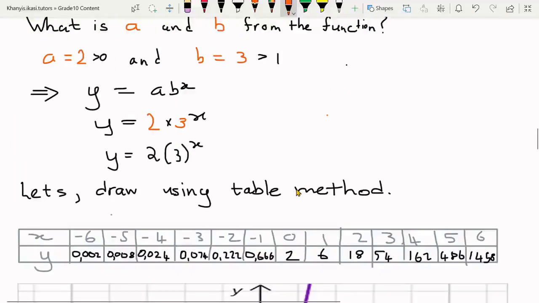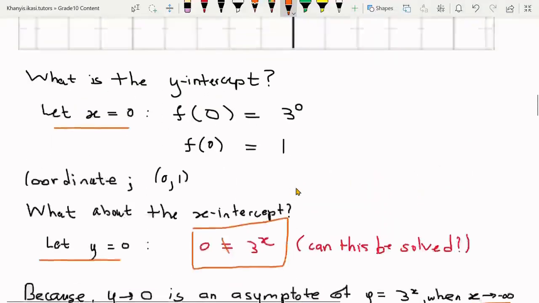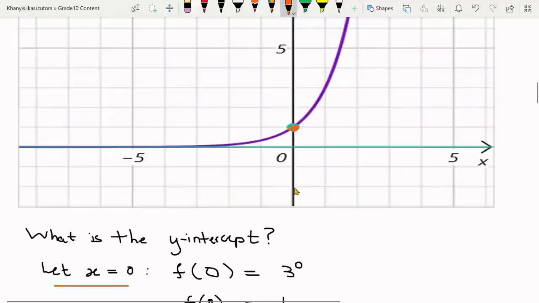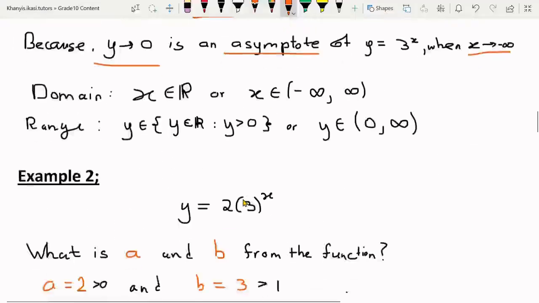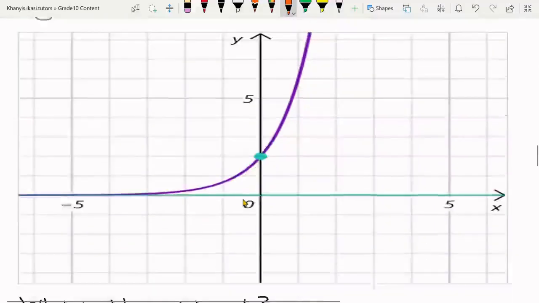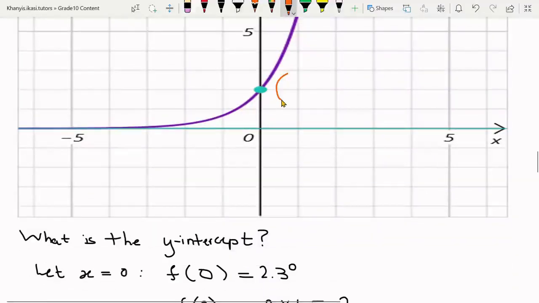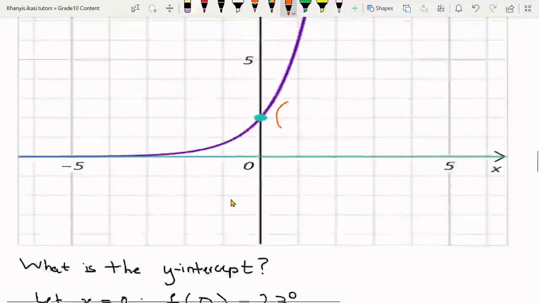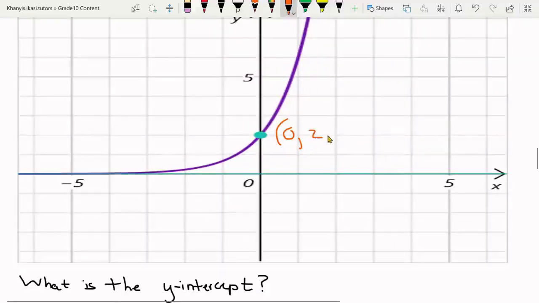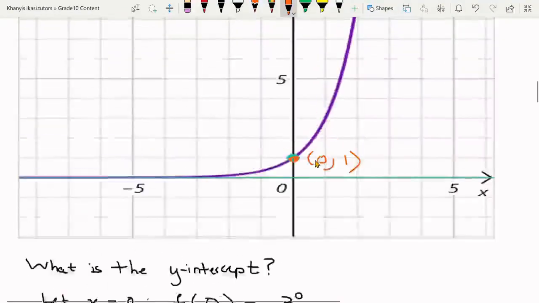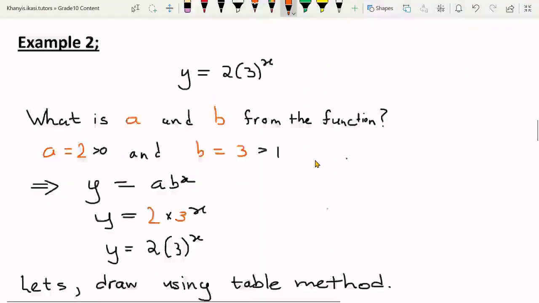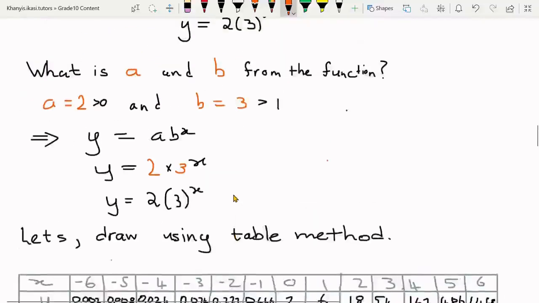Now, I know this looks very similar to the one that we had before. But look at this one. The y-intercept was at (0, 1). But now the y-intercept here is at (0, 2). Yeah, (0, 1) and (0, 2). Right. Okay.